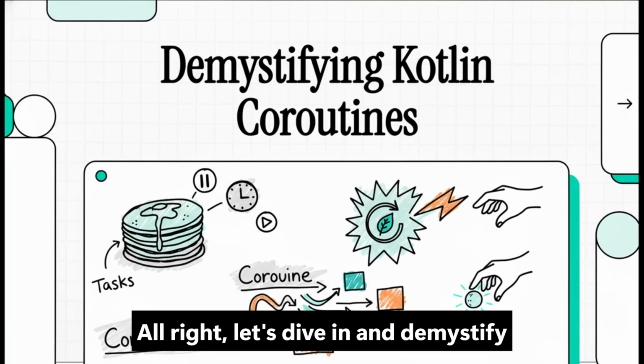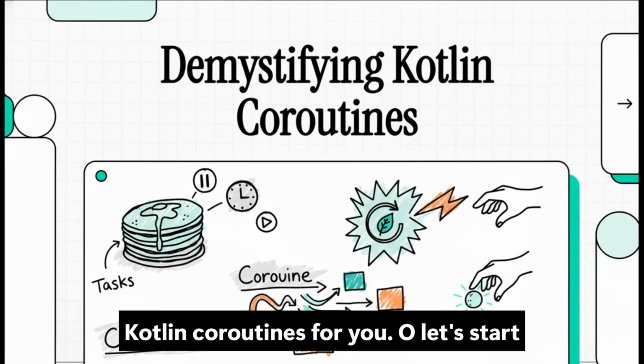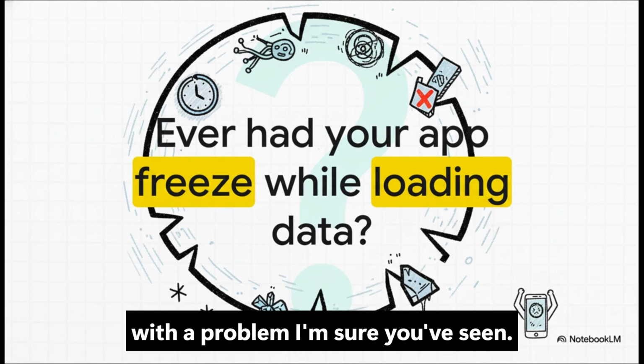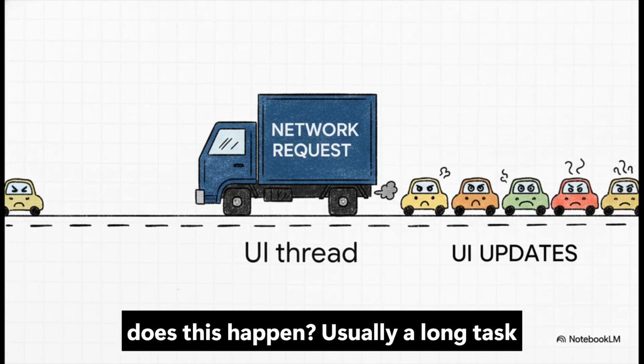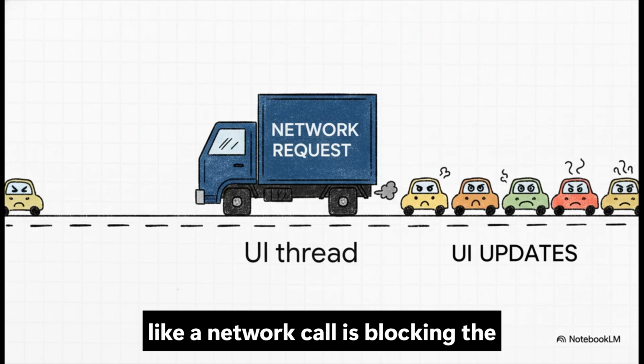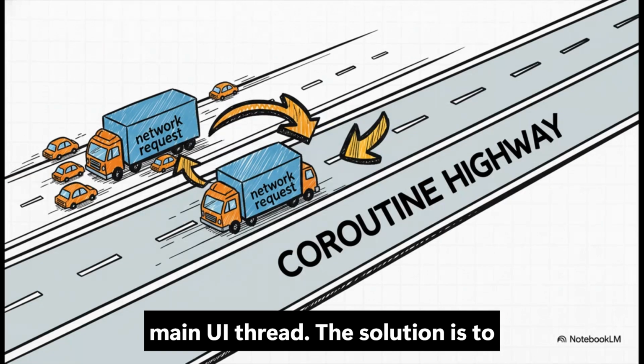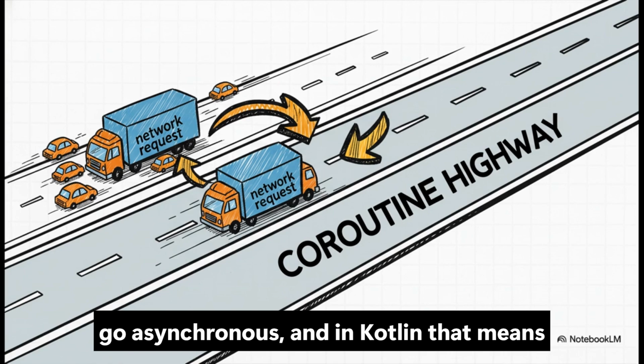All right, let's dive in and demystify Kotlin coroutines for you. So let's start with a problem I'm sure you've seen. Your app just freezes while loading. Why does this happen? Usually, a long task like a network call is blocking the main UI thread. The solution is to go asynchronous, and in Kotlin, that means coroutines.